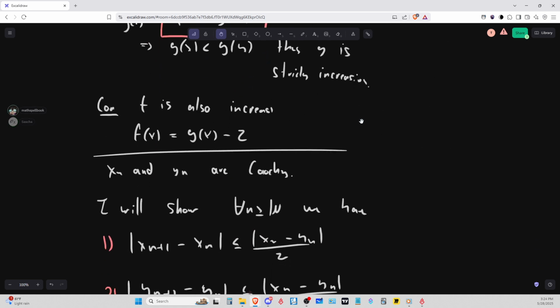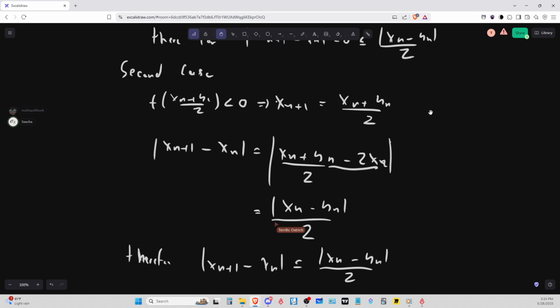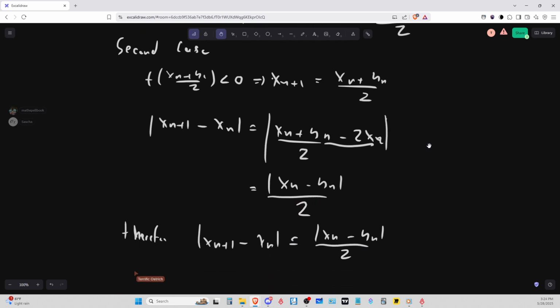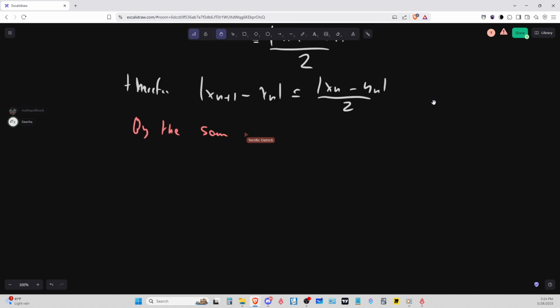Okay, let's do that. Actually, it's a very similar proof, so I will just say, by the same argument, since it's playing with the same arguments that we just stated, we also have xn plus 1 minus yn plus 1.